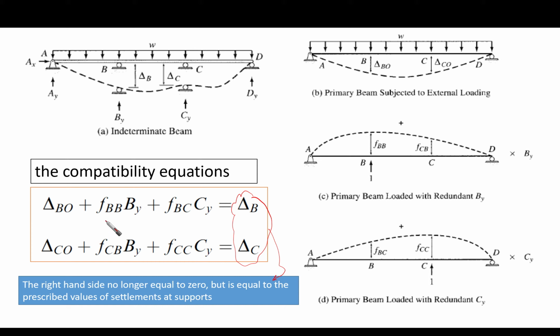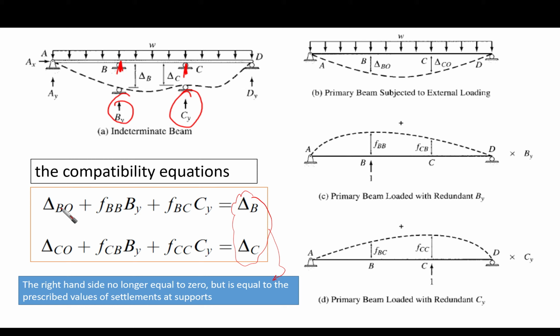Every compatibility equation should be used at one of the points where the redundant has been assumed. So we assumed at B and C, right? At B and C, we assumed our redundants, which are BY and CY. So we're going to apply our first compatibility equation at point B. So let's write it together.